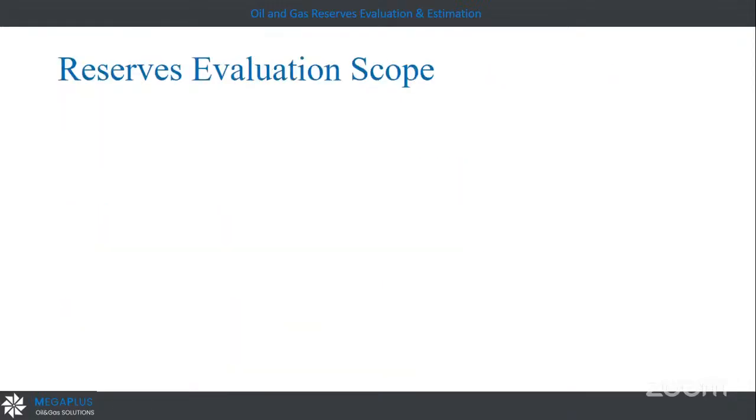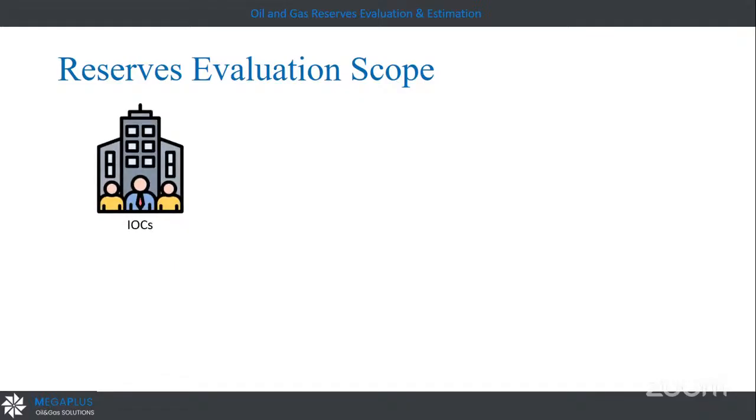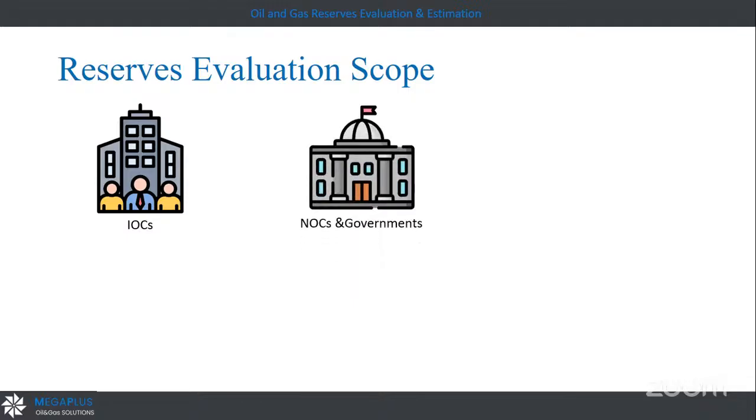So what is the scope of reserves evaluation? We all know the IOCs, the international oil companies such as BP and ExxonMobil. They are concerned with reserves evaluation, and we will see why. Second, the national companies and the government. National companies and governments have to know the reserves in order to make their strategy for the export and import of oil and gas, to know what they have as a source of energy and what they can do in the future, and so on.